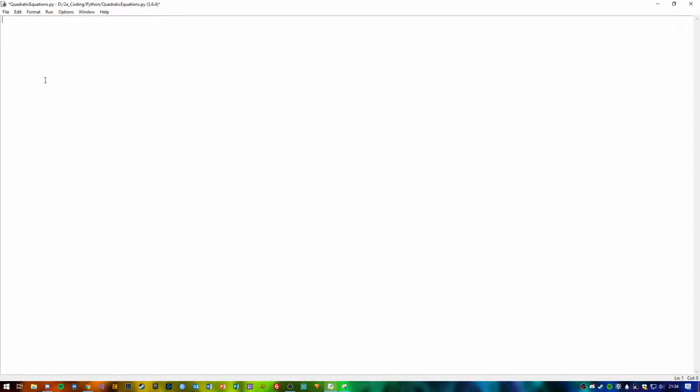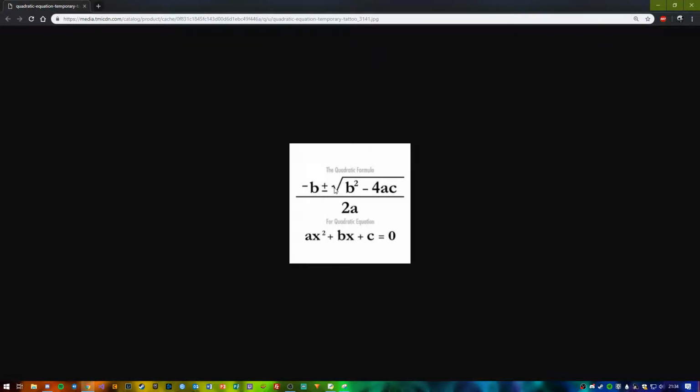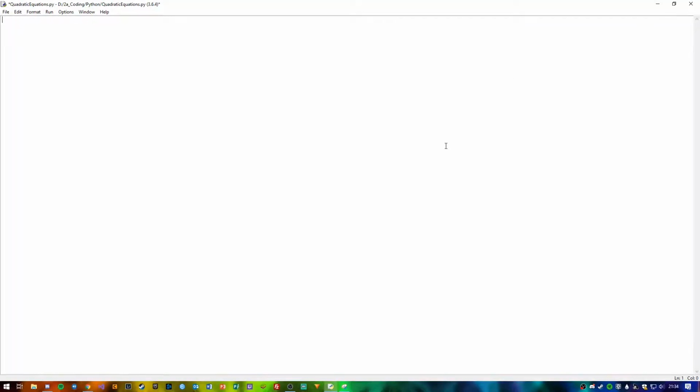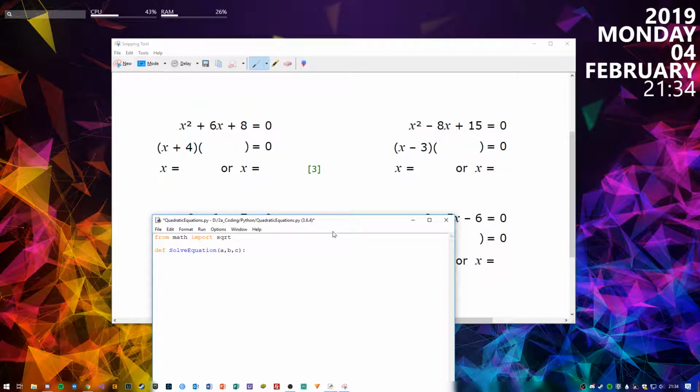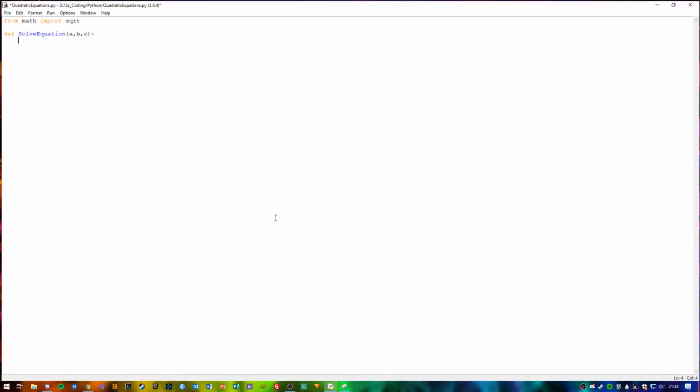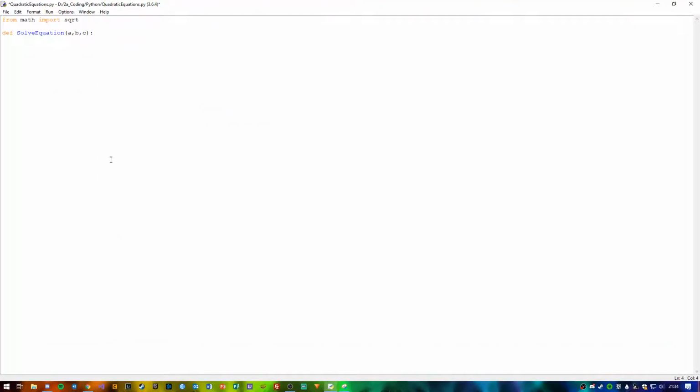So the first thing we're going to do is import the square root function, because if you notice here, we are using a square root. So we're just going to say from math import sqrt. And then we're going to make a function, just call it solve equation, that takes parameters. These are going to be a, b, and c, so it's going to be 1, 6, and 8. We're going to give it the parameters, and then use these to solve the quadratic equation.